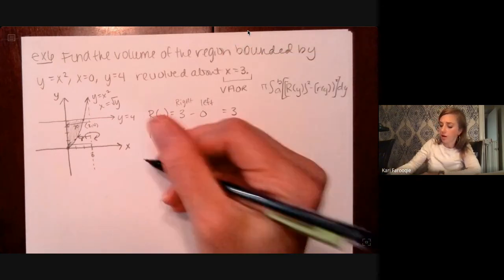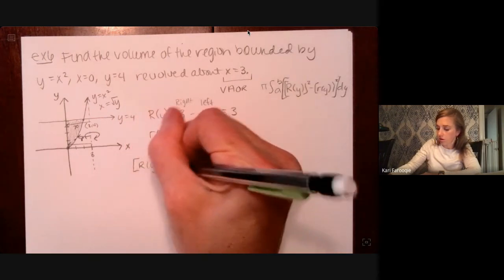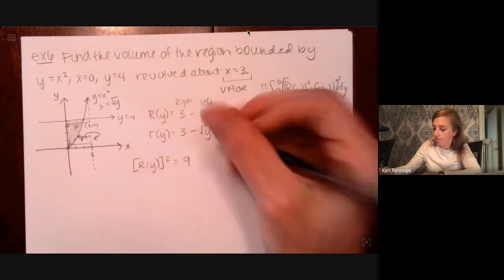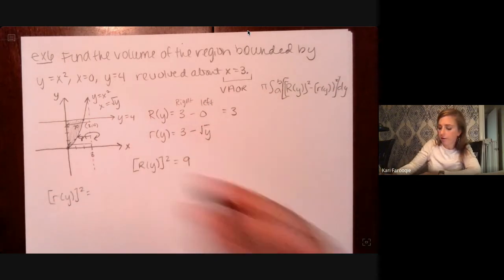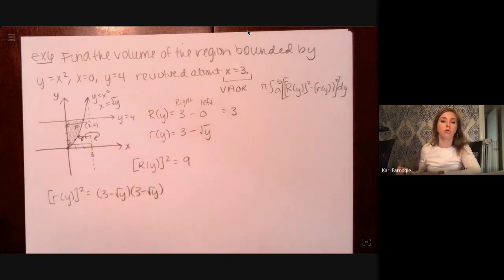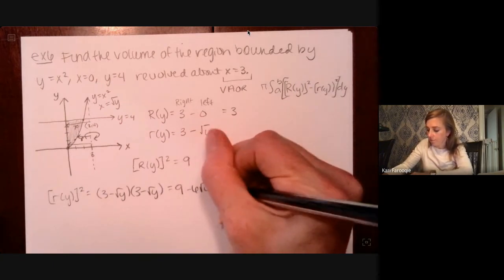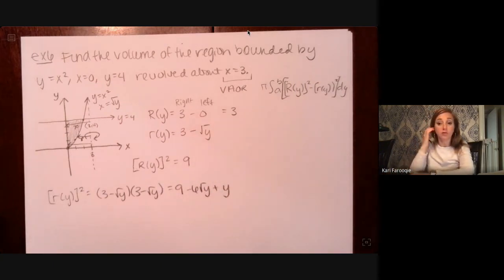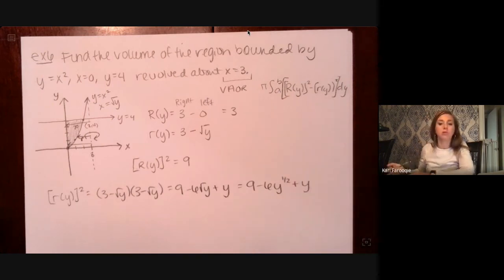All right, so let's go ahead and look at, oh geez, what's happening with my lead? Big R of y squared is 9. And then little r of y squared, well, we're going to FOIL that out. This is 3 minus the square root of y times 3 minus the square root of y. And you're going to get 9 minus 6 root y plus y, because the square root of y times itself is just y. And since you're going to have to integrate this, you'll probably want to rewrite that with a rational exponent.